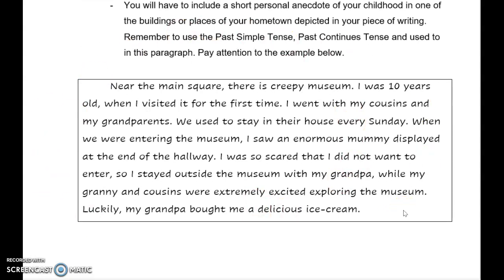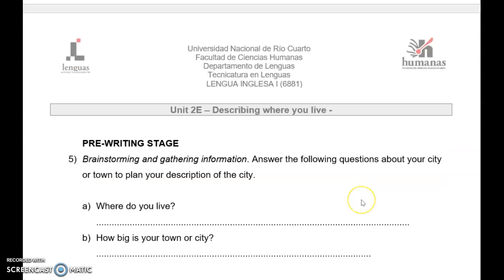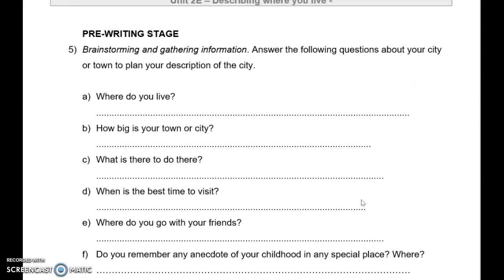I wrote this example myself and it is completely invented. It was made up by me. Nothing of what is said or written in this text is true, and it doesn't matter, because the only thing I want you to do is to practice your language, right? So in one of the buildings that you describe in your description, you will have to tell a short anecdote of your childhood. Please make that anecdote up so you can practice your language and your writing skills.